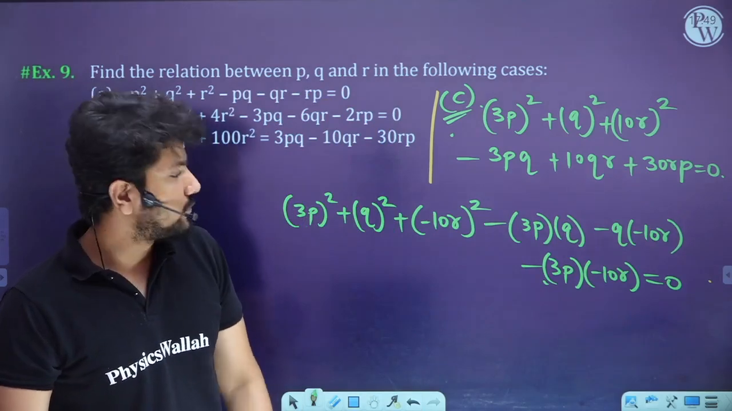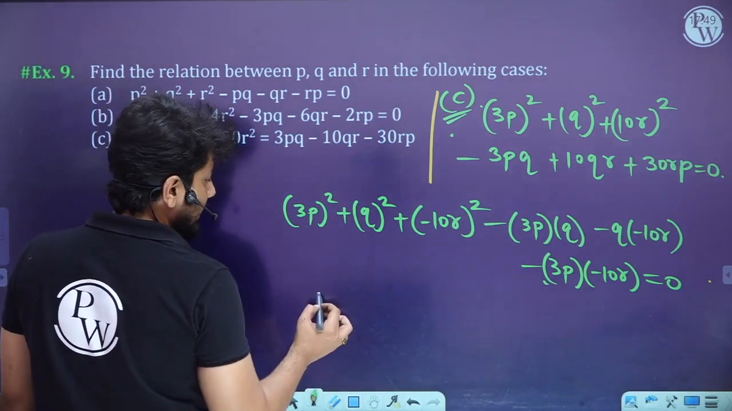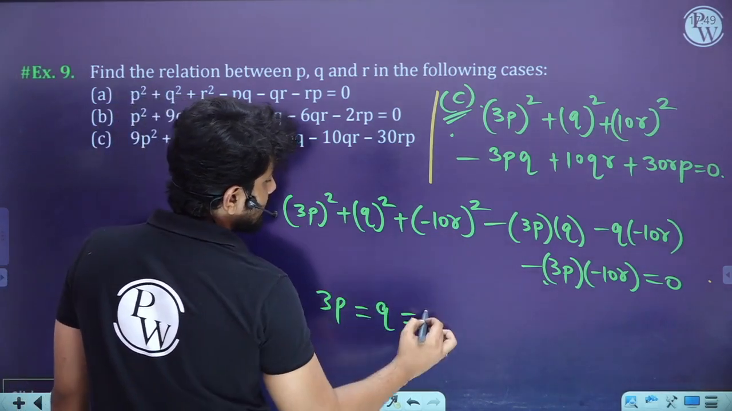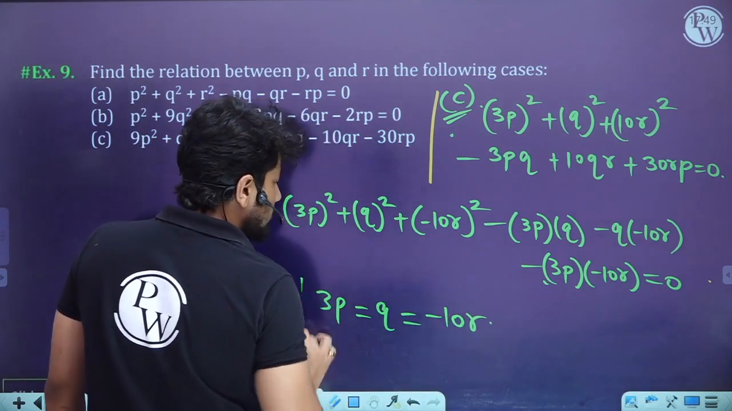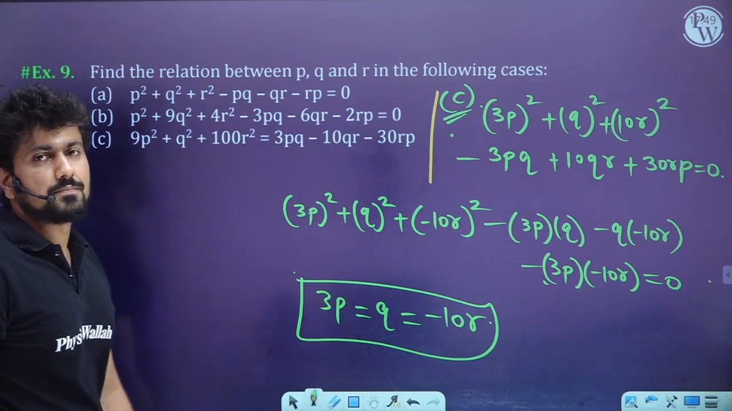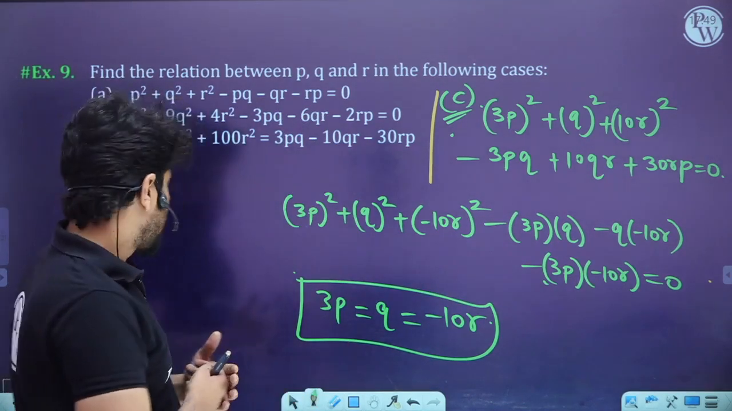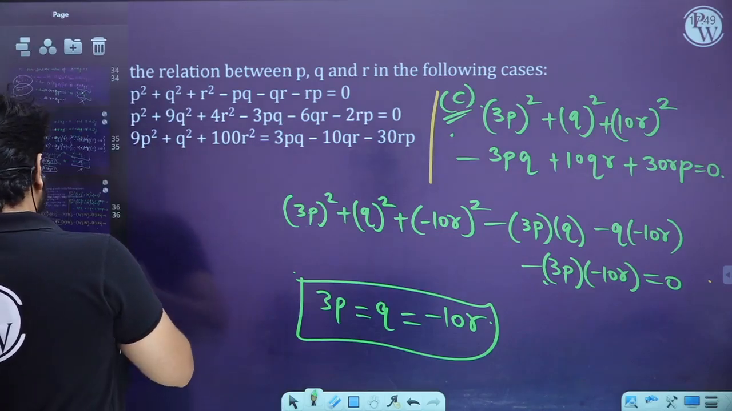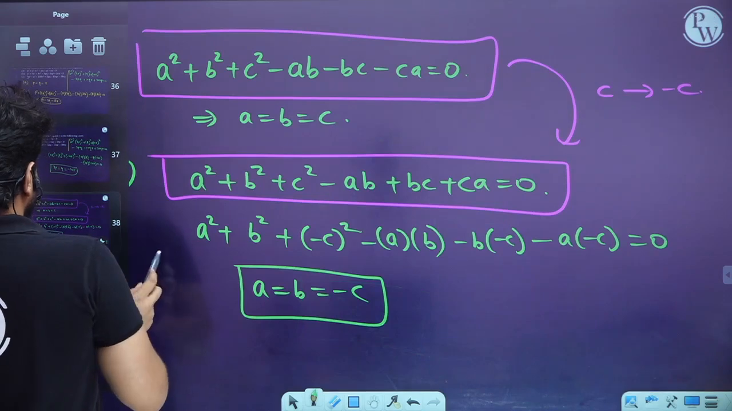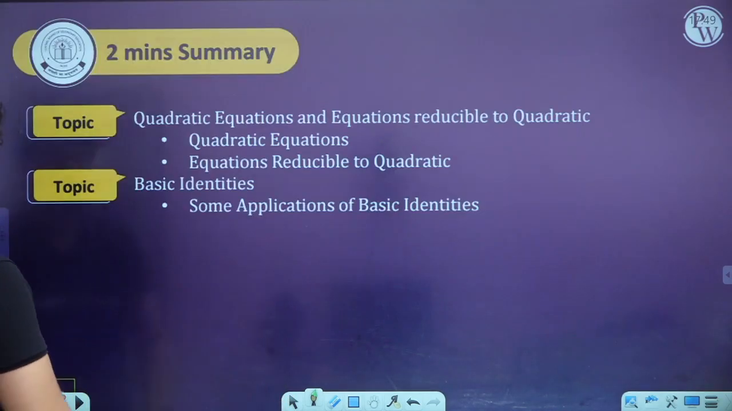So what's the relation now? Again, a equal to b equal to c. What is a? a is 3p. What is b? b is q. What is c? c is minus 10r. So that's the relation between pqr in the third one, in the c part. So I hope you understand this portion as well. Now, these are the type of questions that might be asked.